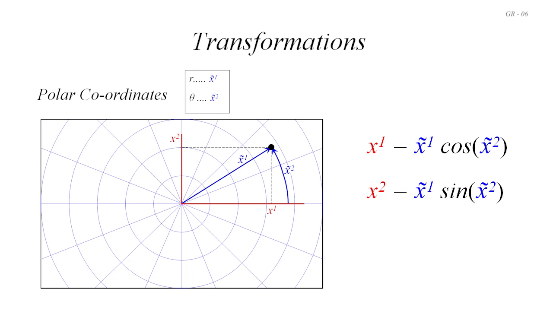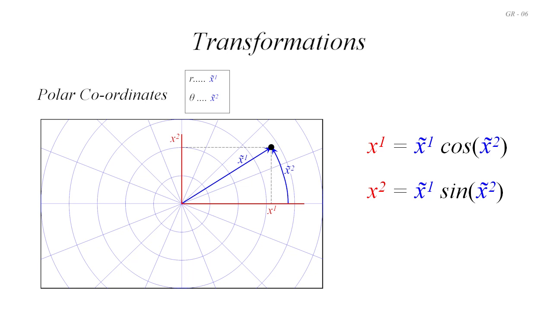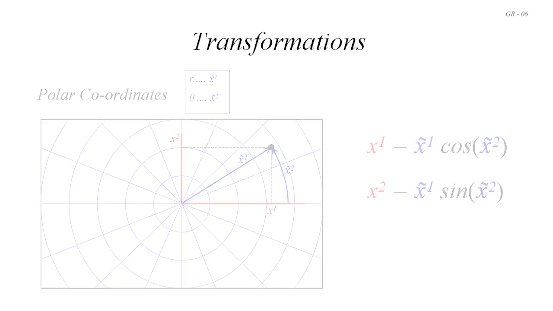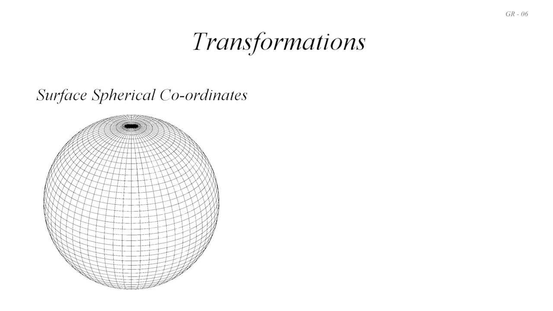The Cartesian frame of reference has the identity matrix for its metric tensor, and so that means the space is flat. It doesn't matter how we decide to measure it, and that was a bit of a waste of time really, but now let's consider what we've been calling surface spherical coordinates on the two-dimensional surface of a sphere. In other words, on a sphere with a radius r, which has a fixed value.